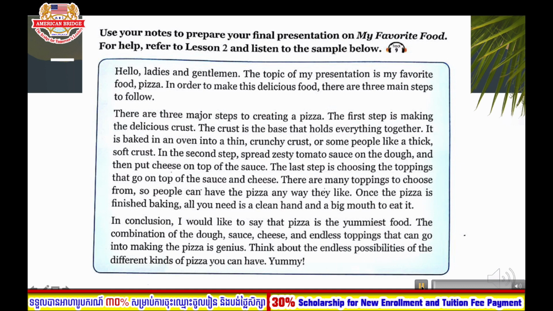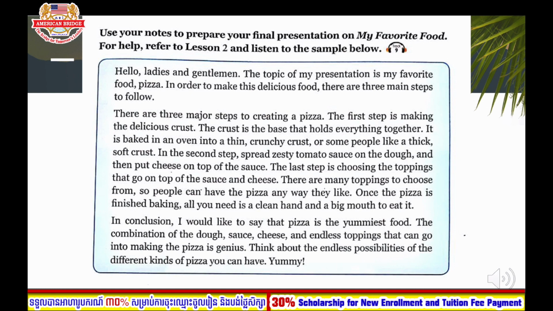Sample presentation. Hello, ladies and gentlemen. The topic of my presentation is my favorite food, pizza. In order to make this delicious food, there are 3 main steps to follow. There are 3 major steps to creating a pizza. The first step is making the delicious crust. The crust is the base that holds everything together. It is baked in an oven into a thin, crunchy crust, or some people like a thick, soft crust.